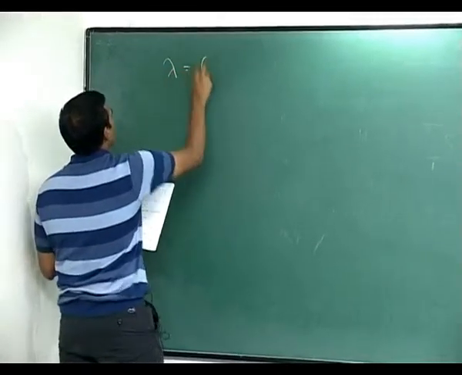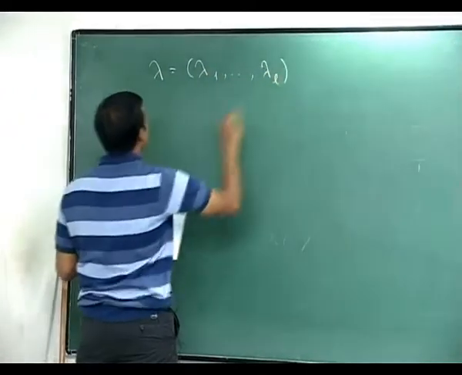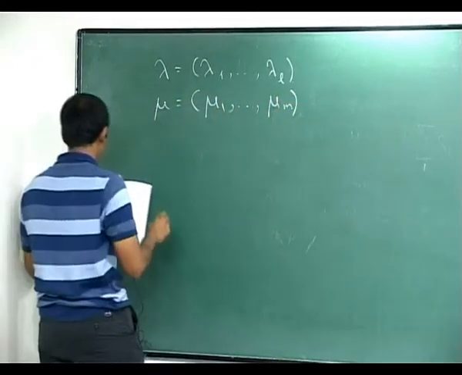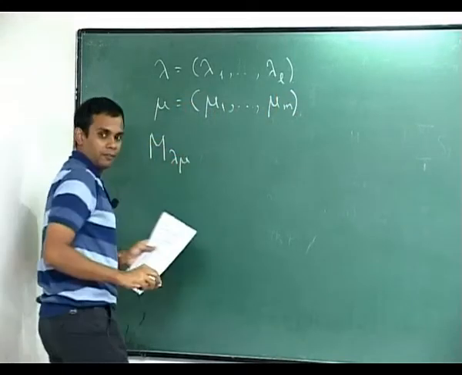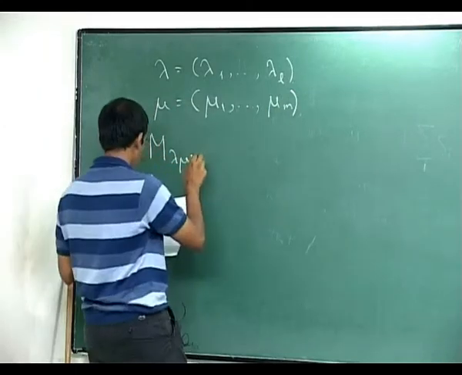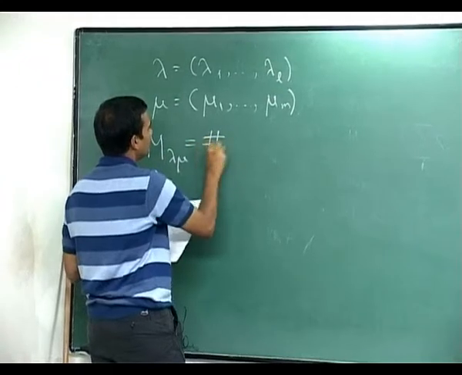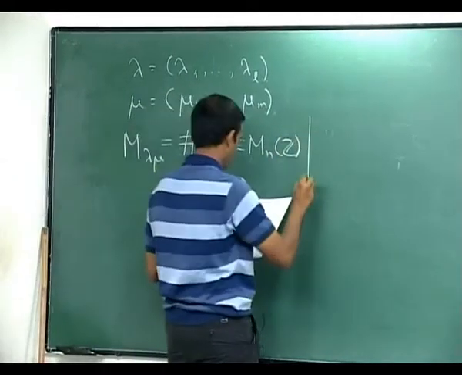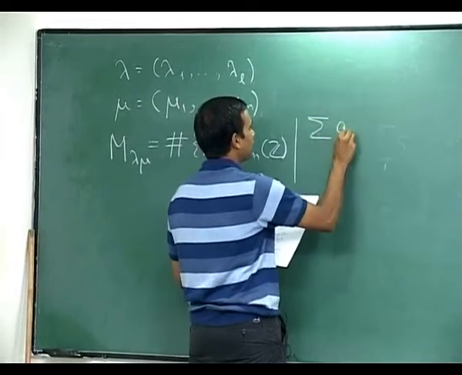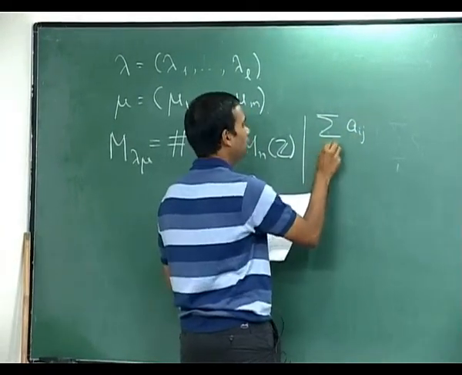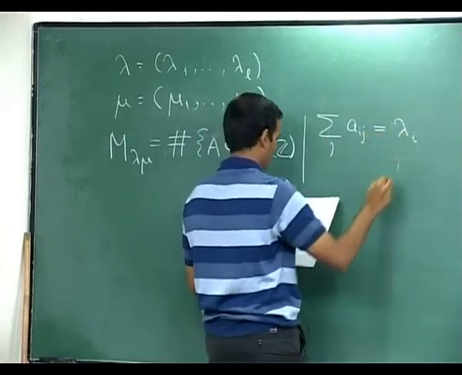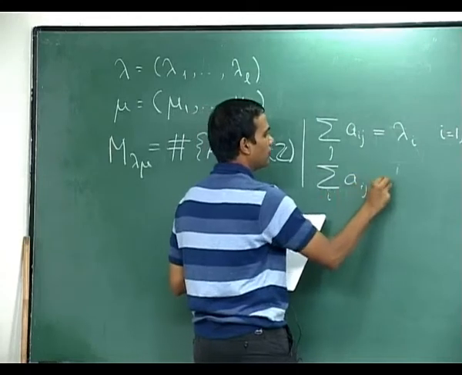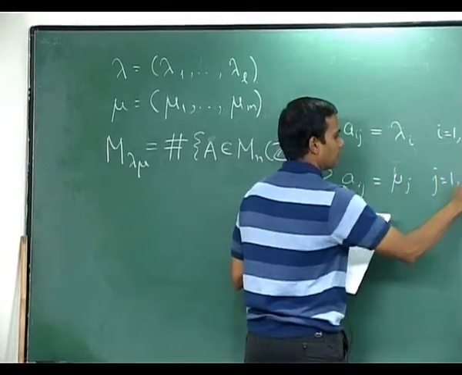Suppose you have partitions lambda = lambda 1 ... lambda L and mu = mu 1 ... mu m. Then we denote by m subscript lambda mu the number of integer matrices such that, I will denote the entries of the matrix by lowercase a i j, the entry in the ith row and jth column. If you add over all j, this is lambda i for i from 1 to L, and if you add over i, you get mu j for j from 1 to m.